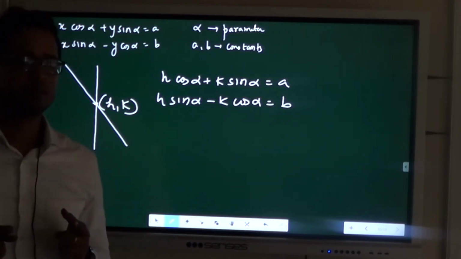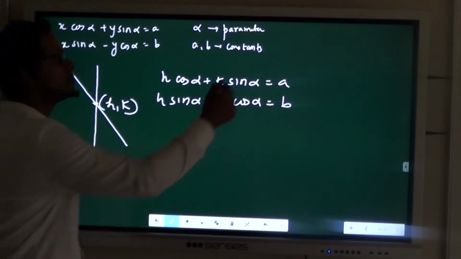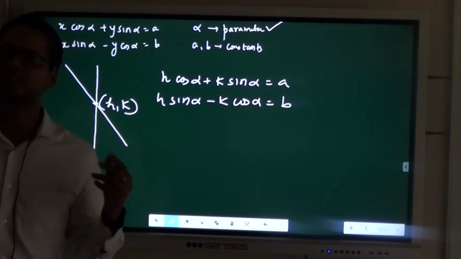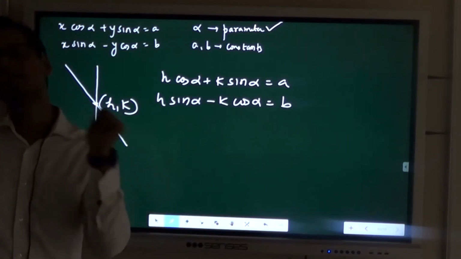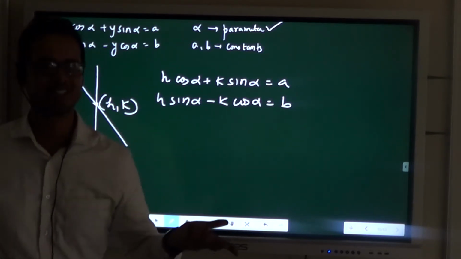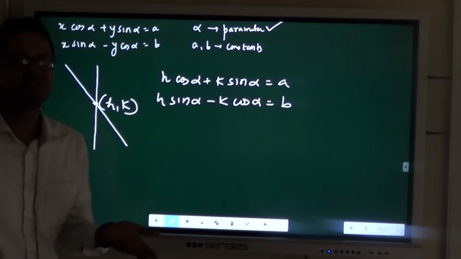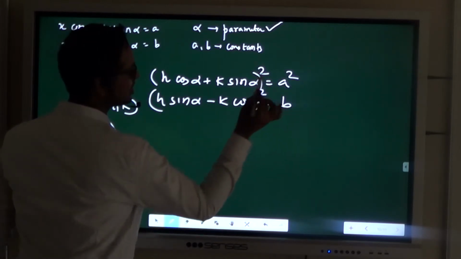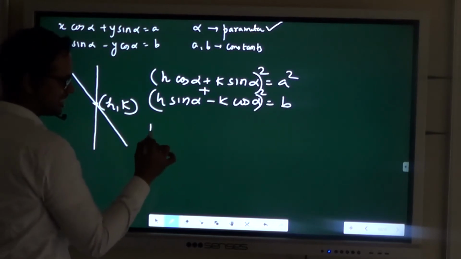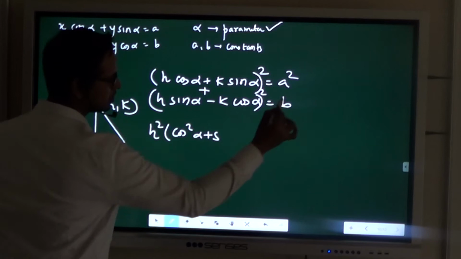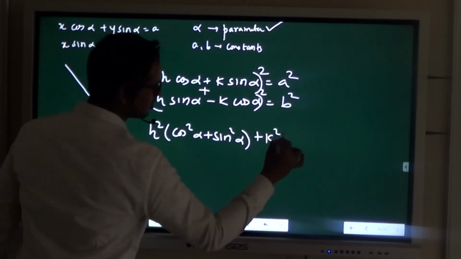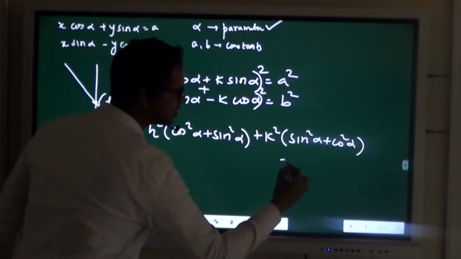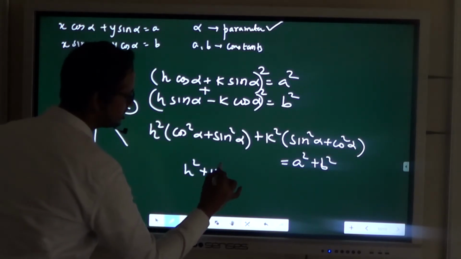While doing that, my alpha should not appear in my answer because it has been mentioned that alpha is a parameter. A parameter is something that changes, so how can something that is changing be present in your equation? It cannot be. However, a and b can be present, since they are constants. Your equation can have constants. So all I need to do is square them and add them. If you square this and square this and add them up, the term in between, that is 2hk sin alpha cos alpha, would cancel from both the terms, leaving you finally with h square plus k square is equal to a square plus b square.